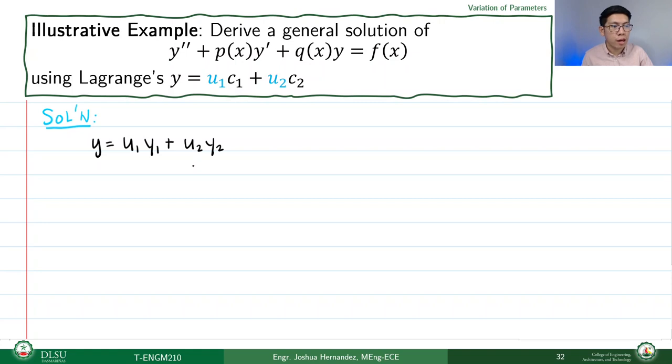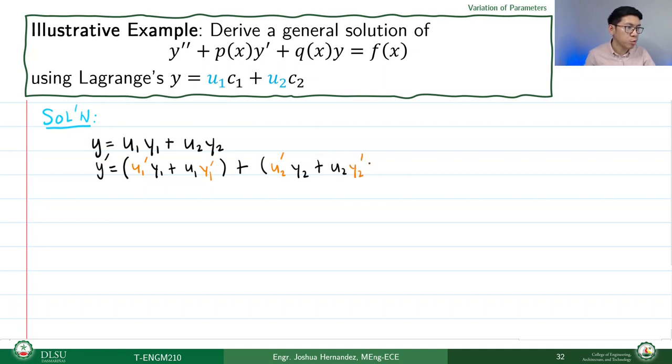Now, if we're going to substitute that to our given DE here, then we need to take the first and second derivatives of this y. Since u1 and u2 are no longer constants, they are functions. That is why, if you have u1 and y1 that are both functions, when we differentiate them we need to do the product rule. And if we do the product rule, then what happens? We will have u1 prime y1 plus u1 y1 prime, and on the other side, u2 prime y2 plus u2 y2 prime. So that's by the product rule.